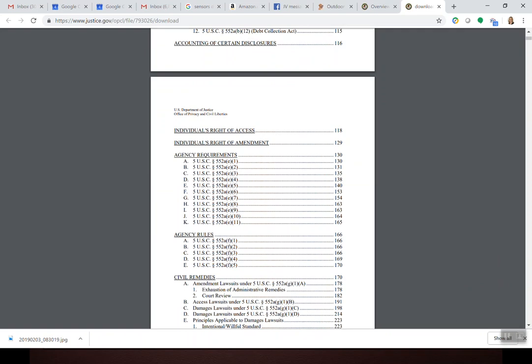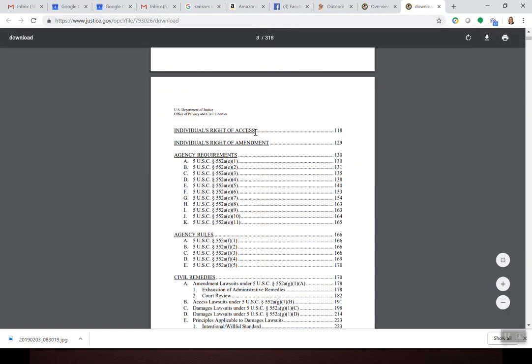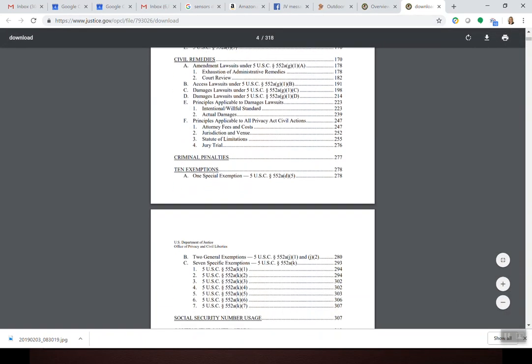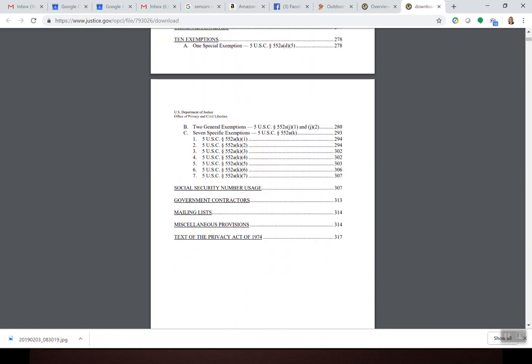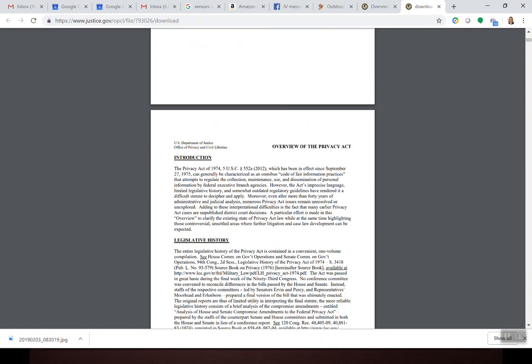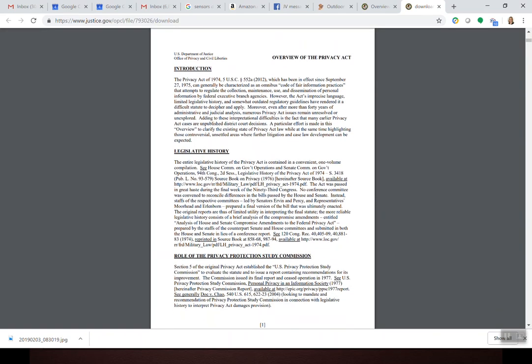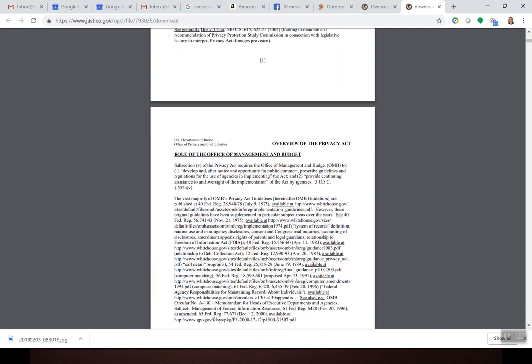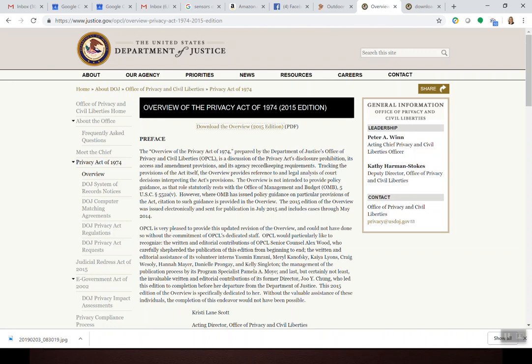For instance, the individual's right of access. This should be hyperlinked, but it is not. Criminal penalties. I don't want you to have to read this. This is just how this is done. And like I said, every few years, this is updated. And let's go back to the law.